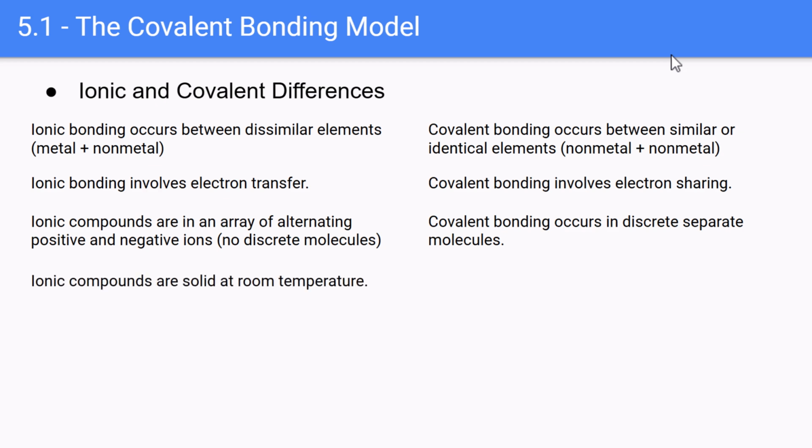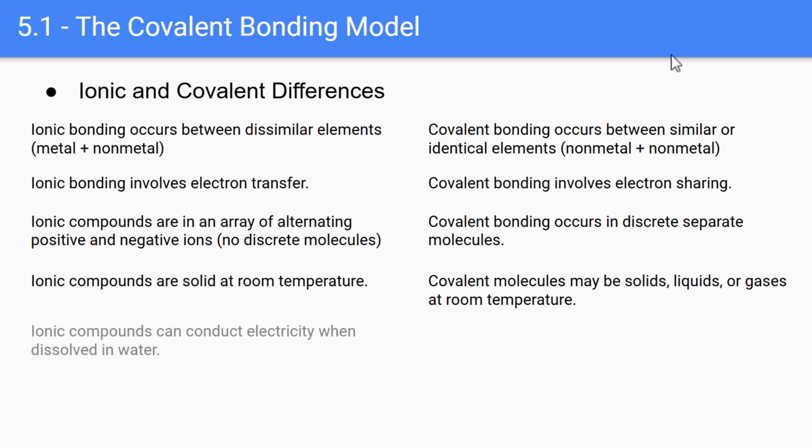Ionic compounds tend to be solid at room temperature. Again, think in terms of sodium chloride. Most salts you're going to find are solid at room temperature. Covalent compounds may be solids, liquids, or gases at room temperature. It depends on a variety of different factors that we'll be looking at. Most of what we will find, though, are liquids and gases at room temperature.